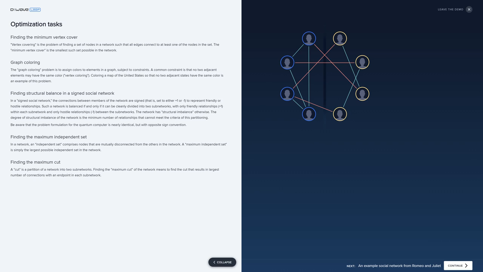Okay, let me read it. In a signed social network, the connections between members of the network are signed. That is, set to either plus one or minus one, to represent friendly or hostile relationships. Such a network is balanced if and only if it can be cleanly divided. Good, bad, plus, minus.